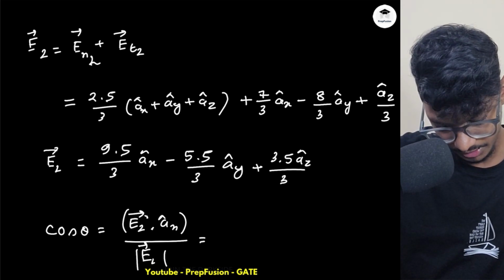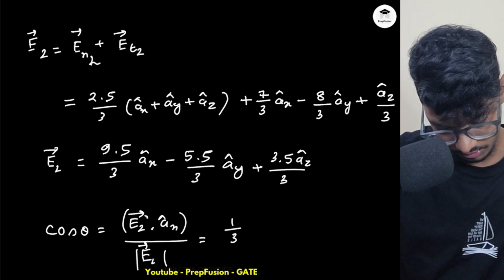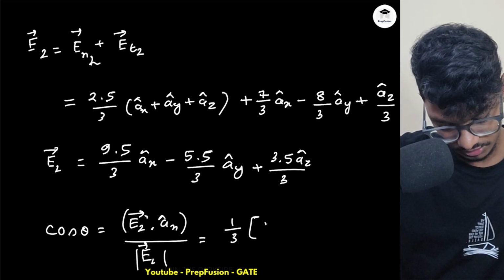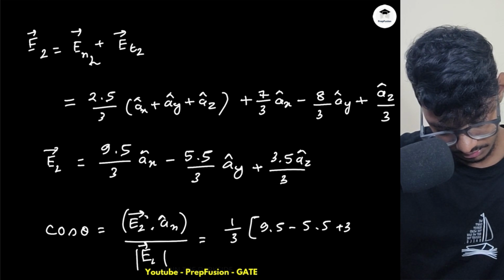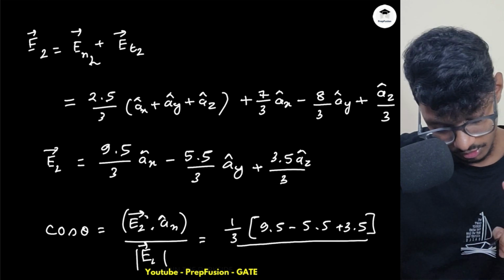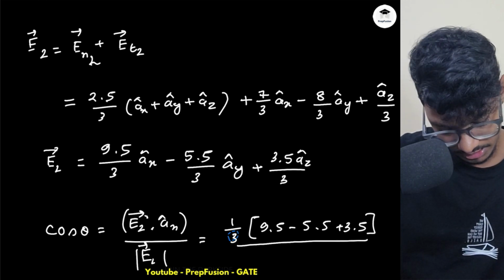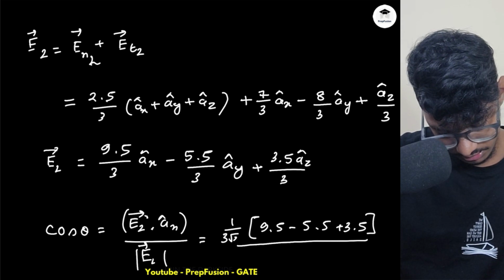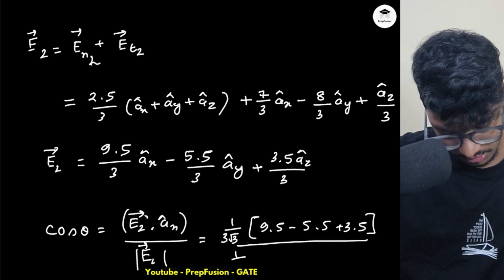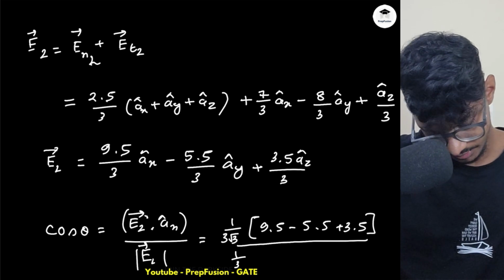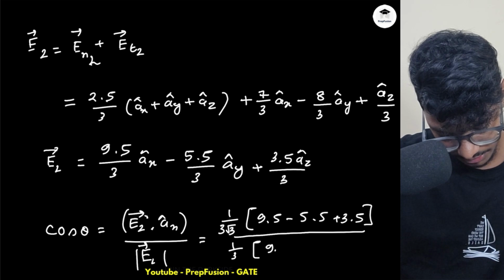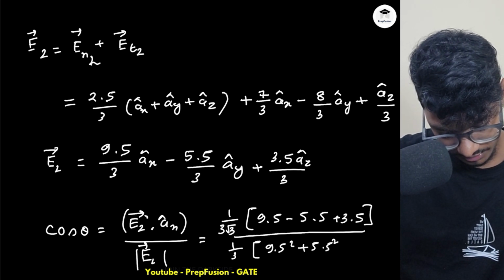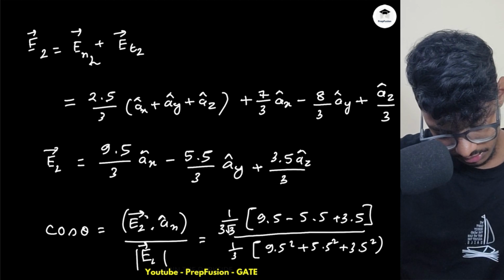So this one will come out to be 1 by 3 I can take in common, and it is ax ay plus az, so this will be 9.5 minus 5.5 plus 3.5, divided by, and don't forget there is a root 3 as well. And again 1 by 3 will be common here only. Like you can do it by yourself, I'm just doing it directly. You can cross verify. And this magnitude will be interesting: 9.5 whole square plus 5.5 whole square plus 3.5 whole square, whole under root, right?